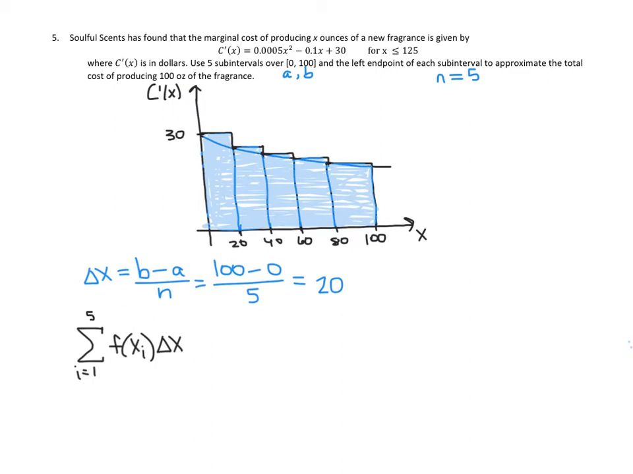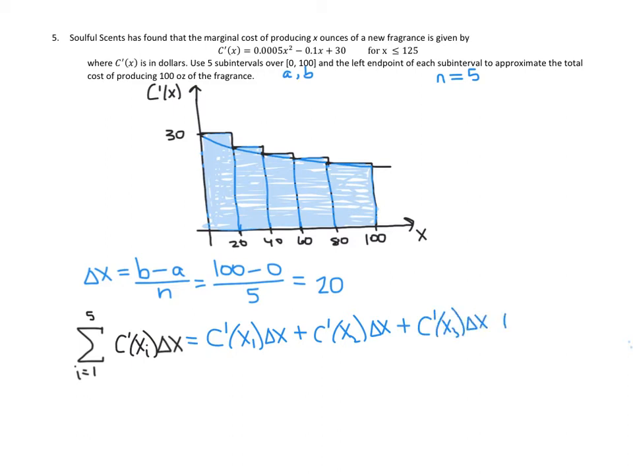And then instead of using f for our function, we're using c prime of x. Alright, so there's our Riemann summation, and if we write out each term, it's going to look like the following. We're going to have c prime x sub 1 times delta x plus c prime x sub 2 times delta x plus c prime x sub 3 times delta x plus c prime of x sub 4 times delta x plus c prime x sub 5 times delta x. So there are our 5 terms.